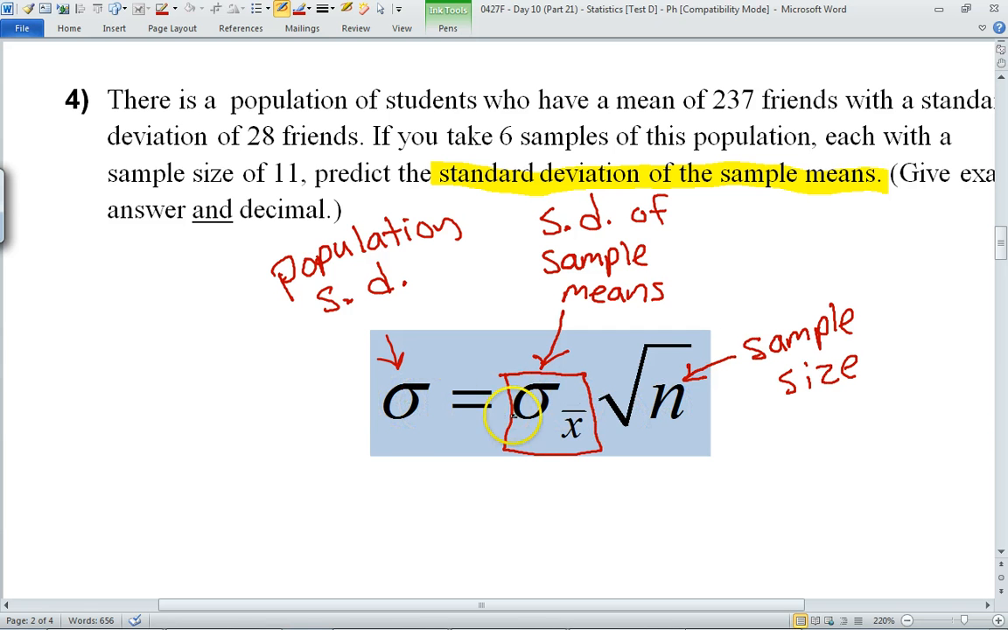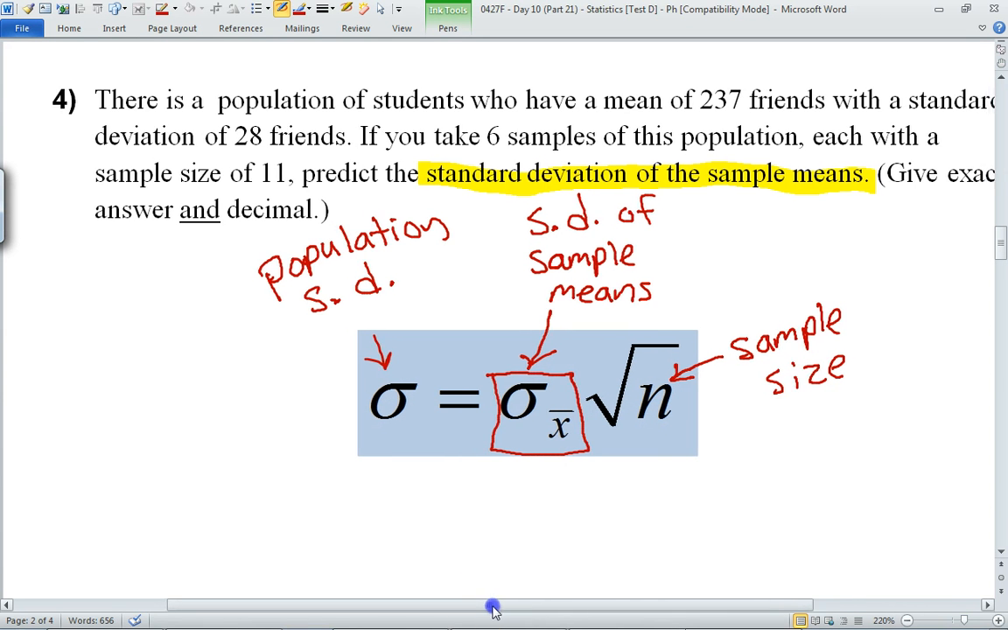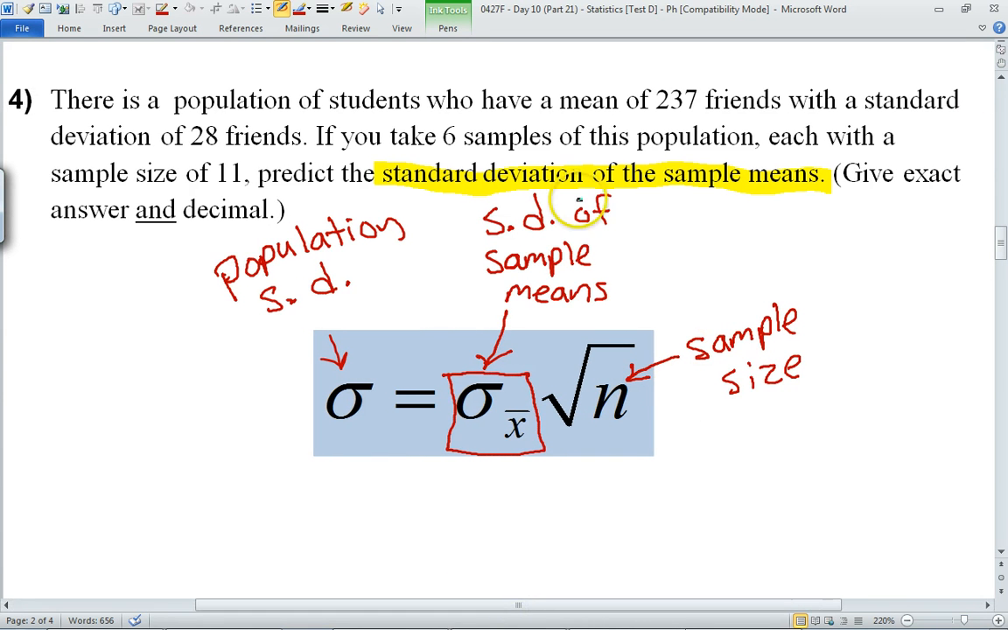See if you're given 2 of these variables and you're asked to find the 3rd. So let's see, in this case, let's see what we're given. There is a population of students who have a mean of 237 friends. I don't really see anywhere in here for the mean, so I'm not sure if I'm going to use the number 237. Let's come back to that. With a standard deviation of 28 friends. Now we're talking. We're given a standard deviation of 28.